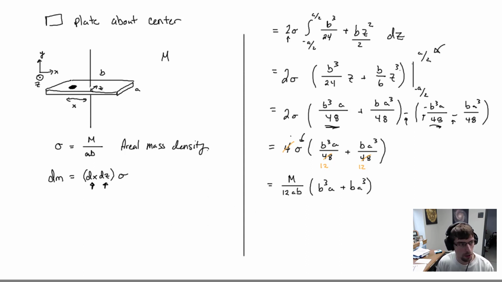Oh, goody, goody. The ab cancels. So what am I left with at the end? I get that the moment of inertia of a rectangular plate about the center is simply a squared plus b squared times m over 12. Well, I'll call it there for right now.